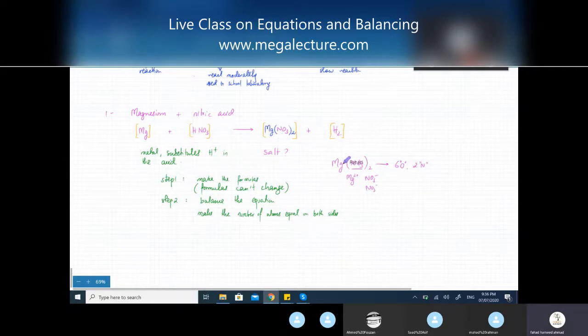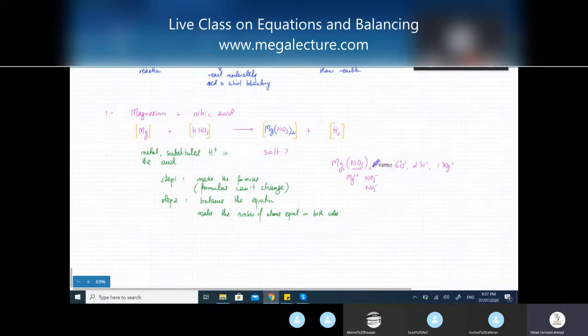And with magnesium, there is no number attached, so there's only one magnesium. If there's nothing attached, that by default means there is one magnesium. So this is the first very basic thing. When you see a formula, you must know how many atoms of different elements are present in it. So for oxygen, there's 3 attached.